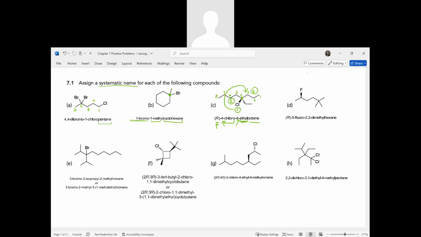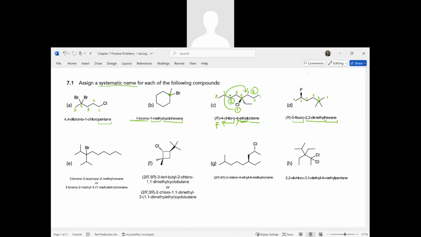For compound D, our parent is a hexane, so 1, 2, 3, 4, 5, 6, and we have our locants at carbon 2. We have 2 methyls, and at carbon 5, we have our fluoro substituent. So alphabetically, the 5-fluoro comes first, and then we have 2,2-dimethyl.